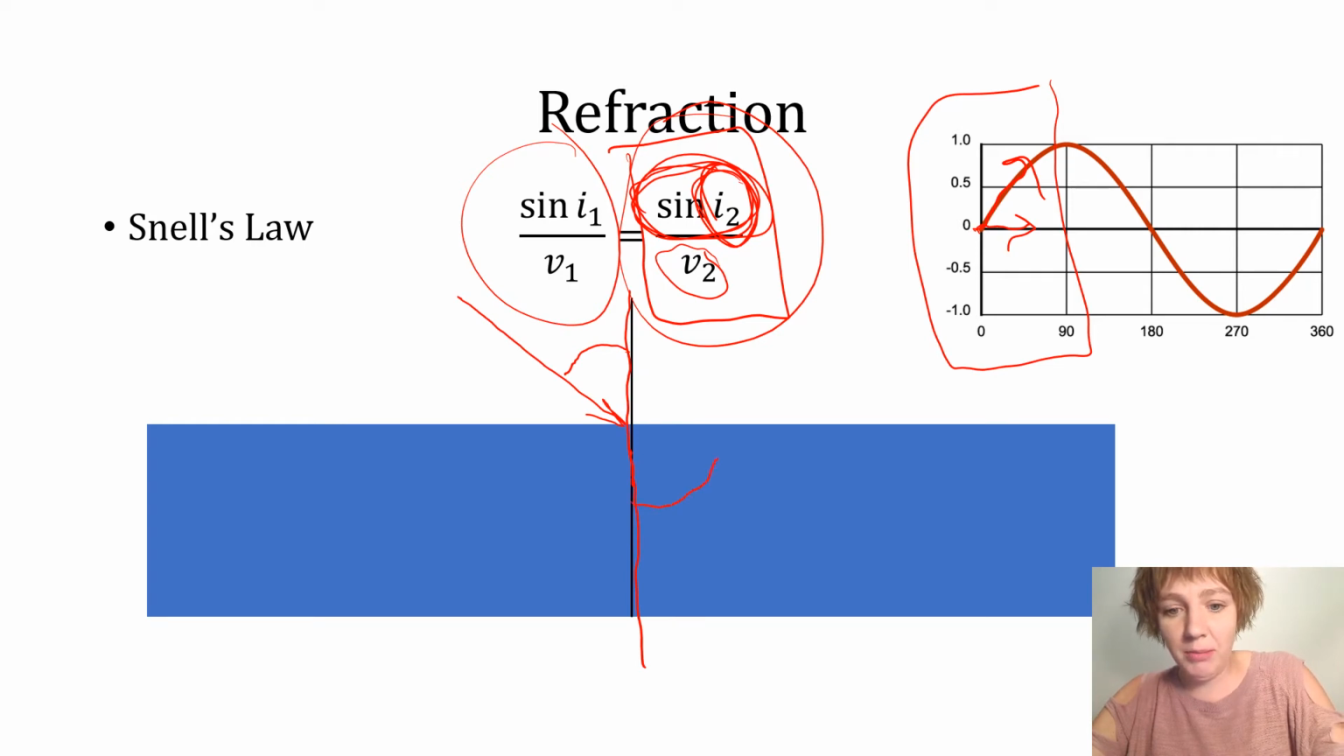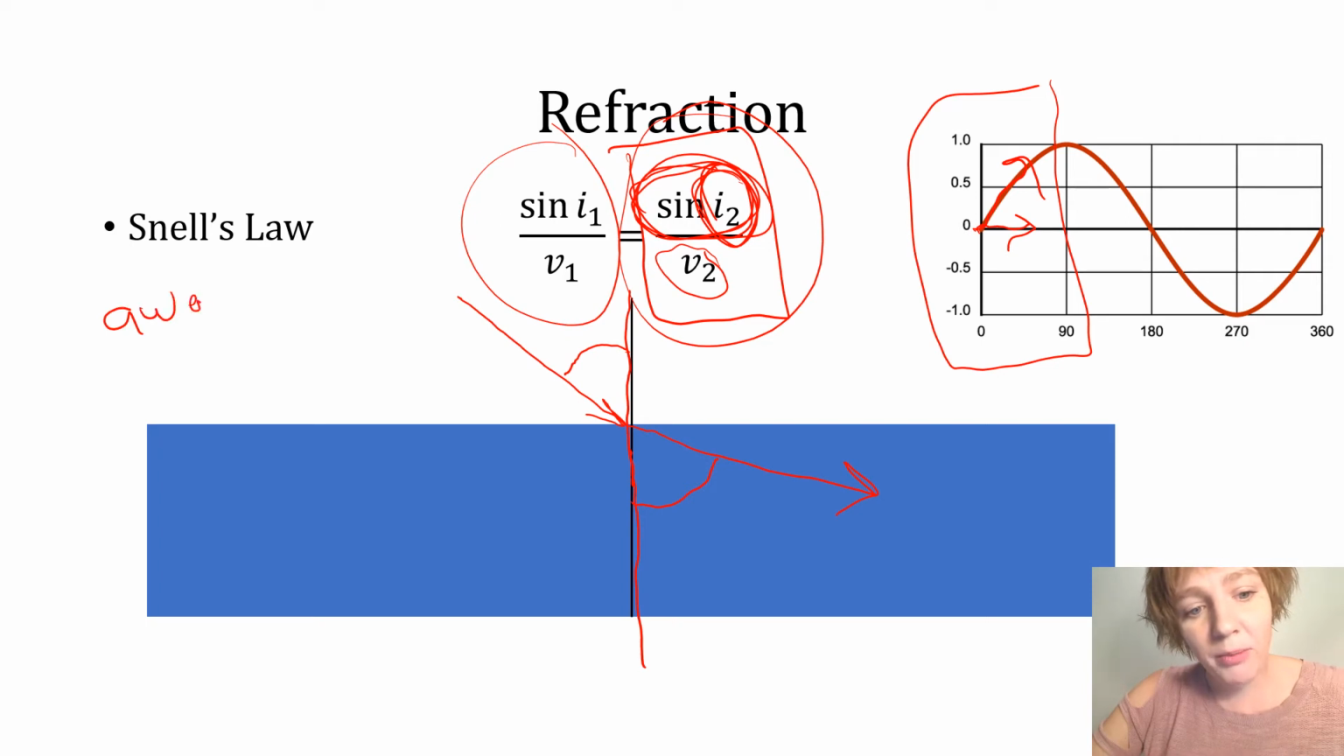So maybe it's like that, and we have a wave that has gone to the boundary, refracted at the boundary. It's actually refracted away from the normal when traveling into a medium with velocity greater than the velocity of the first medium.